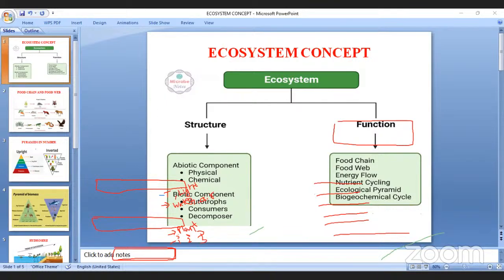In a normal plant, what happens if it grows in saline water, salt water? Reverse osmosis occurs. As a result, the plant would die. But mangrove is a special type of plant. These mangrove plants can grow in saline water.